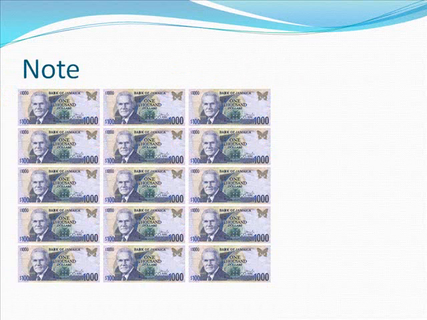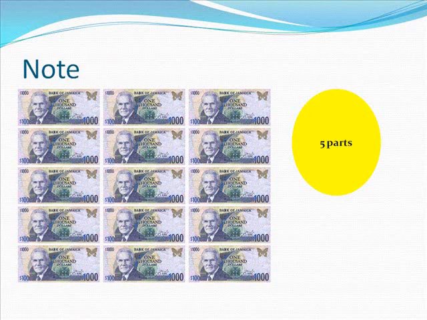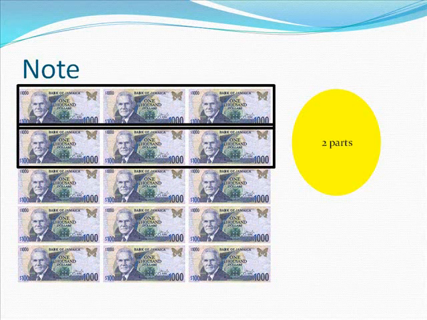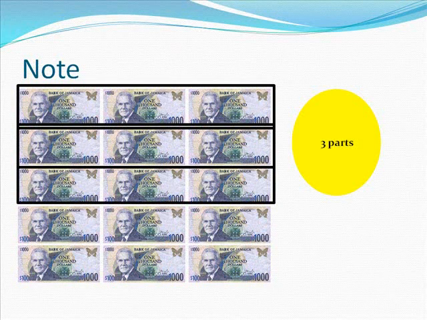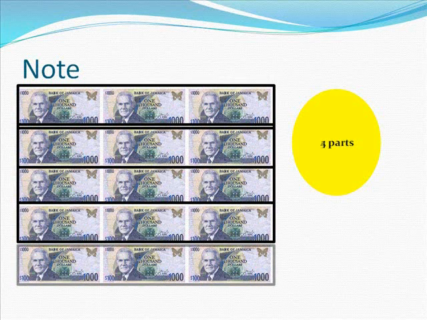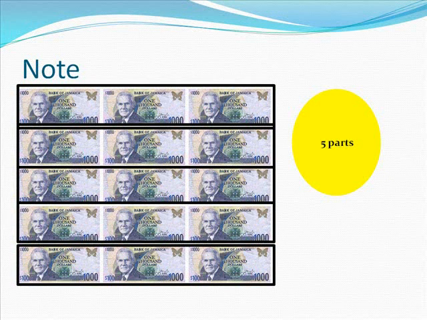Note, here we have a total amount of money to be shared, which is 15 $1,000 bills. So this amount was divided into 5 parts. So here we have 1 part, then 2 parts, then 3 parts, then 4 parts. So now we have a total of 5 parts.